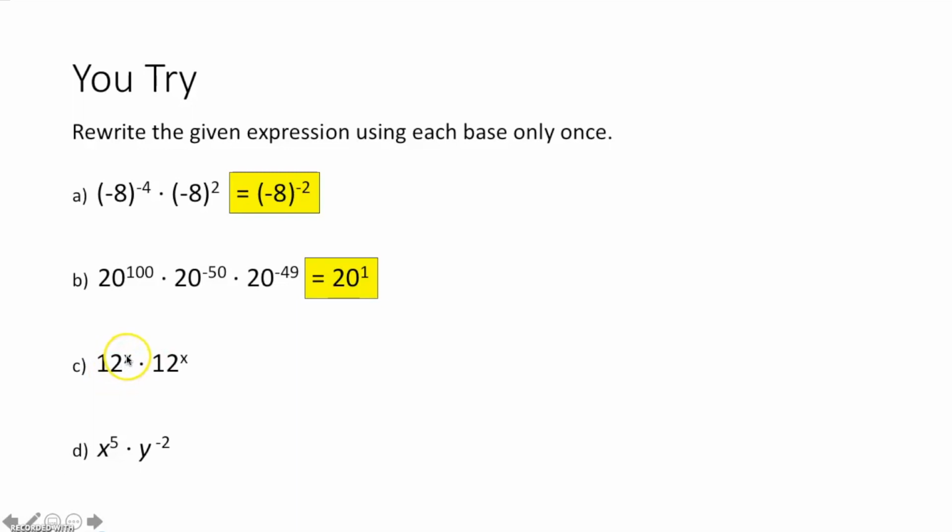Here, 12 to the x times 12 to the x. How do we do this? Like bases, when you're multiplying them, you add the exponents. What's x plus x? That's going to be 2x. So this is going to be 12 to the 2x power.